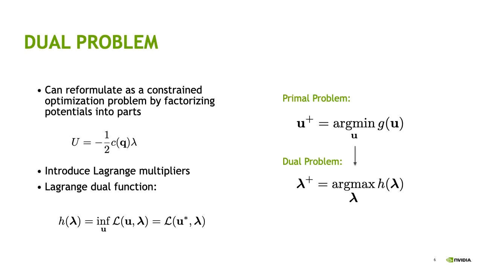So how do we get from this primal optimization problem to something like position-based dynamics? The first step is to split our energy potentials into two parts, a constraint function C and some Lagrange multipliers lambda. And when we do this, we can write down something called the Lagrange dual function, and then this gives us a dual optimization problem. So we're no longer minimizing G with respect to u, we're now maximizing H with respect to lambda. And it's not immediately obvious how this relates to something like position-based dynamics, but if we look at how we actually solve this dual maximization problem, we'll see how these relate.